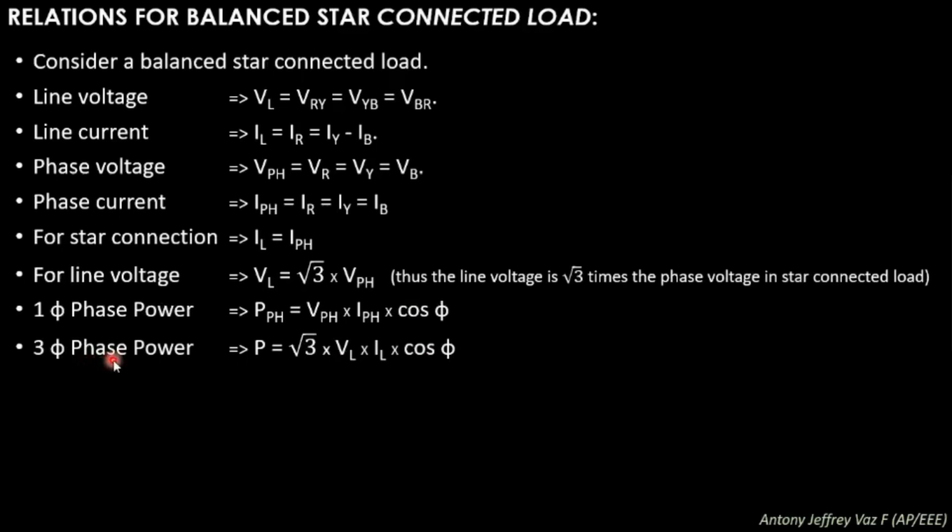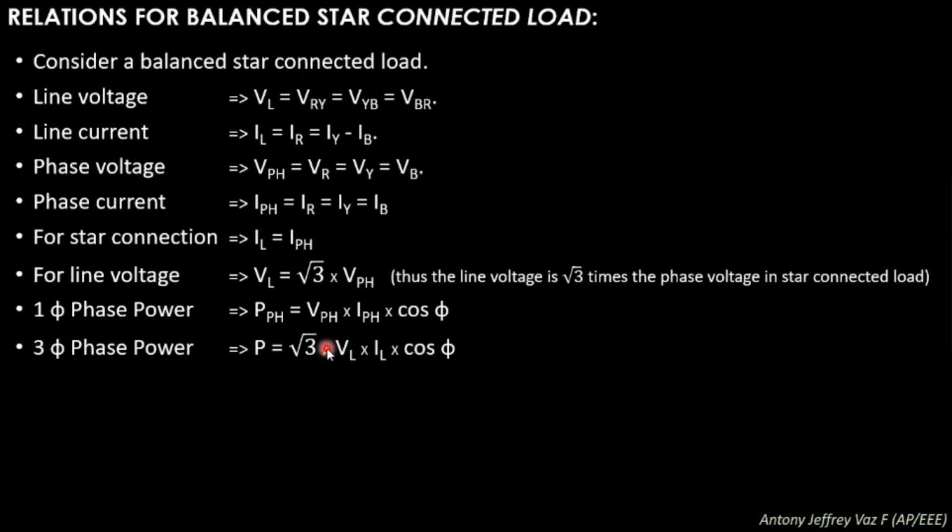Here, you need to see the difference. For a single phase power, you need to take the phase voltage and the phase current. Whereas in the three phase power, you need to take the line voltage and line current. For star and delta connected loads, the phase voltage and line currents will vary. So, you need to use the line currents and line voltages for three phase powers while calculating using these formulas.